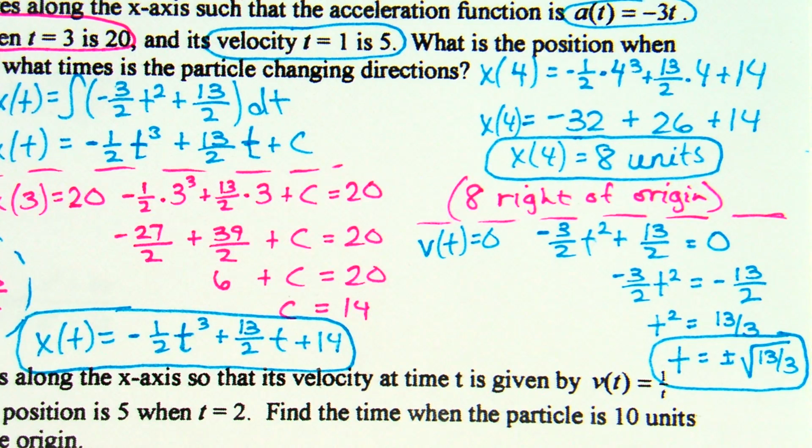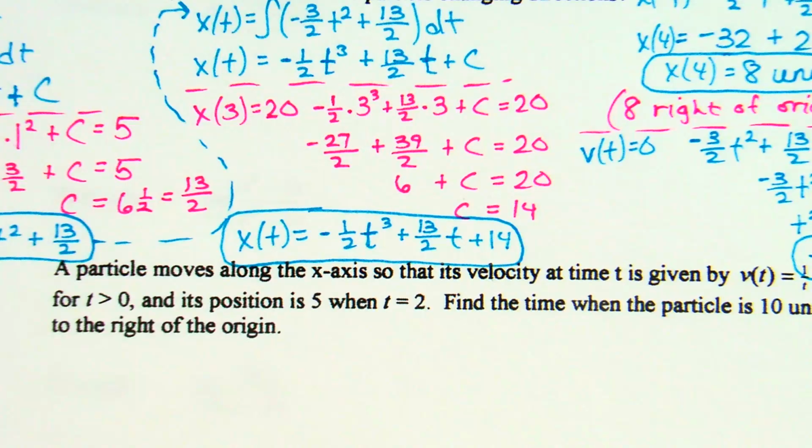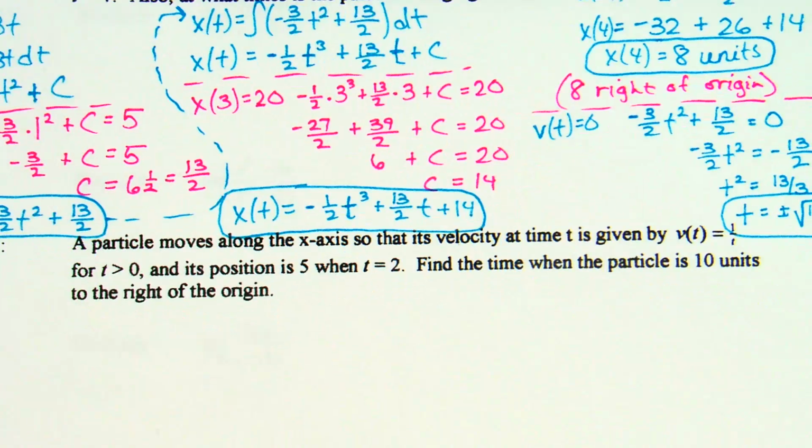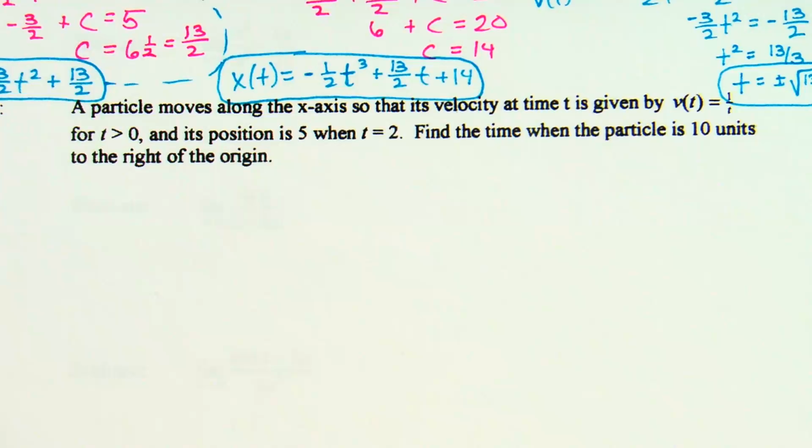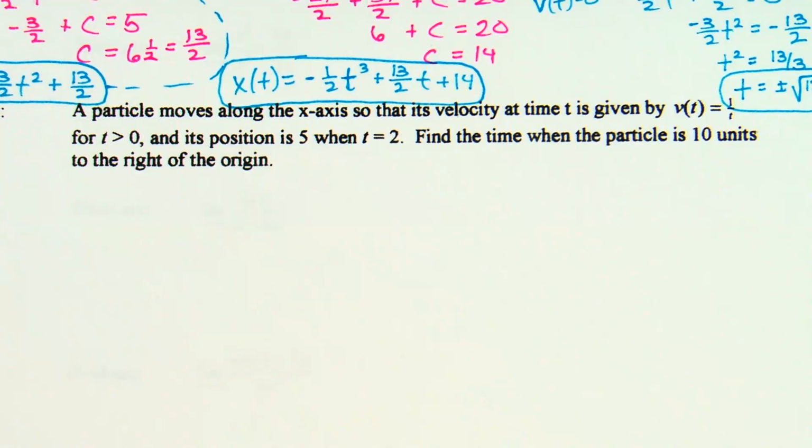Okay, one more example. A particle moves along the x-axis so that its velocity at time t is given by v of t equals 1 over t for t greater than 0, and its position is 5 when t equals 2. Find the time when the particle is 10 units to the right of the origin.